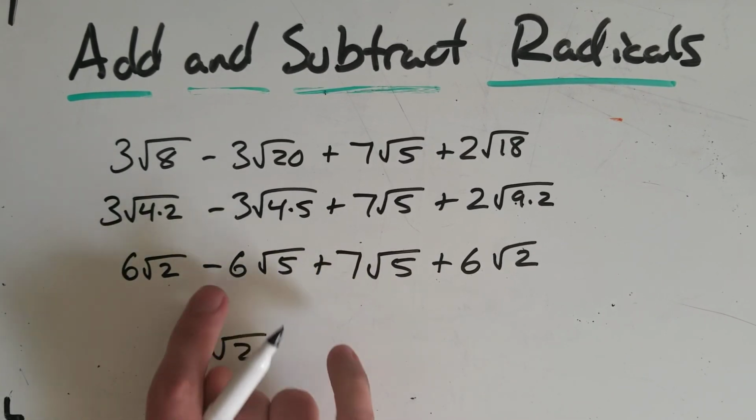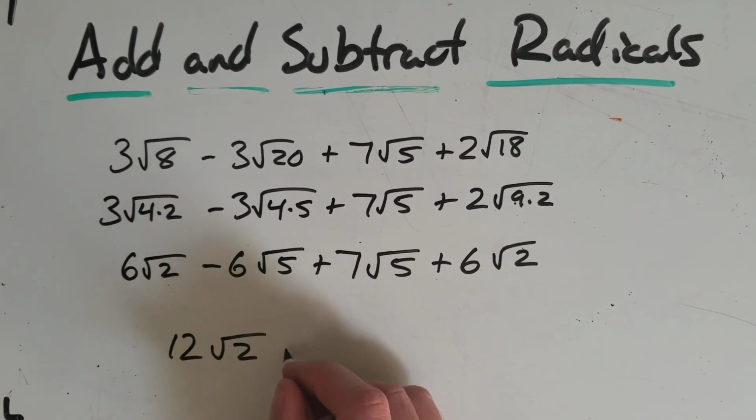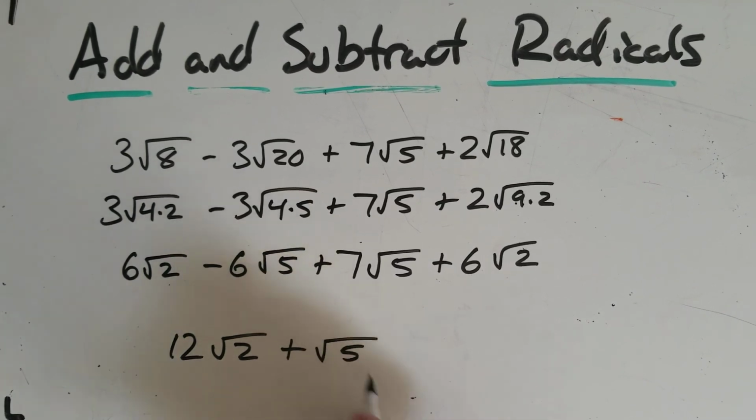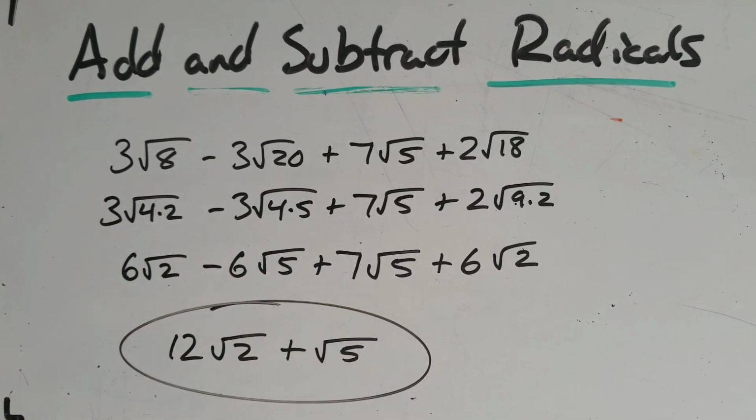So we'll add them together. Negative 6 plus 7 is just 1. So plus 1 square root of 5. And there's simplest radical form for this.